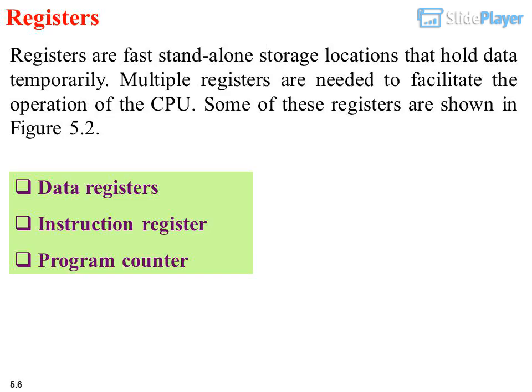Registers. Registers are fast standalone storage locations that hold data temporarily. Multiple registers are needed to facilitate the operation of the CPU. Some of these registers are shown in Figure 5.2. Data registers. Instruction register. Program counter.